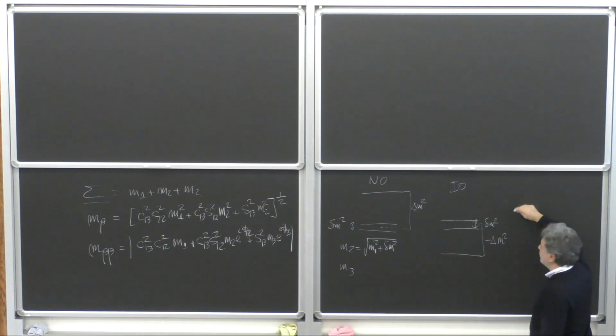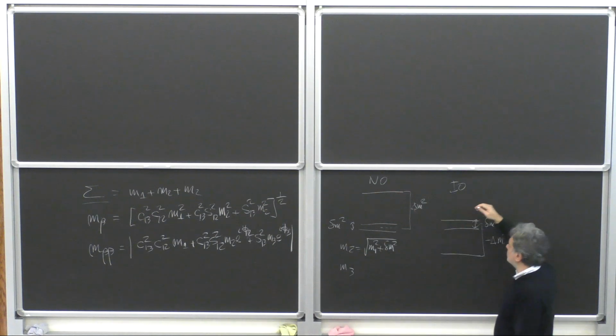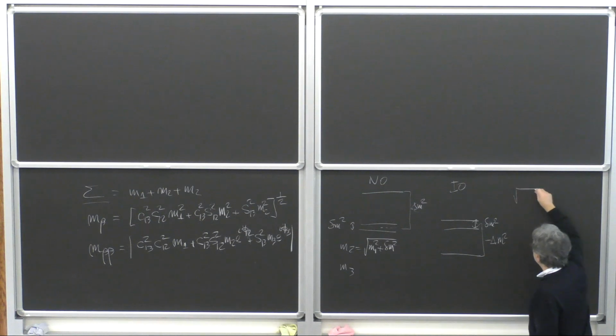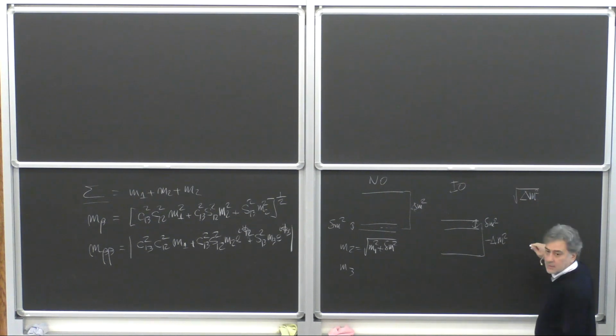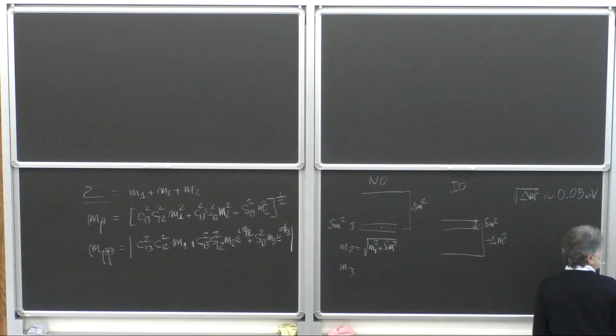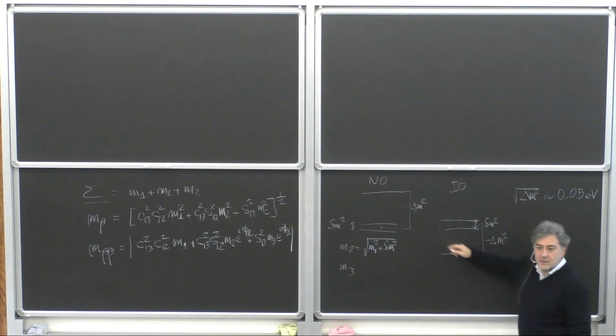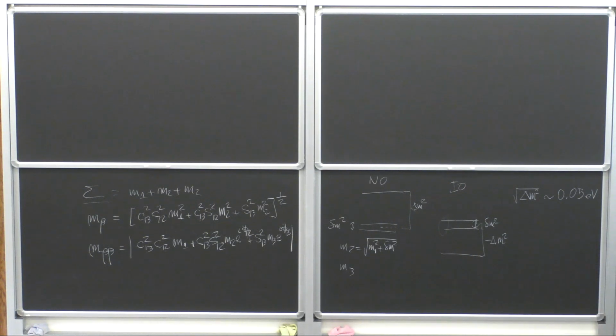Remember that the heavy neutrino has a mass of about the square root of delta m squared, and this is 0.05 eV. So in normal ordering, you have just one heavy state, and so the bound here is this one, around 0.05. And in inverted ordering, you have two states, and so the bound is around 0.1, okay?